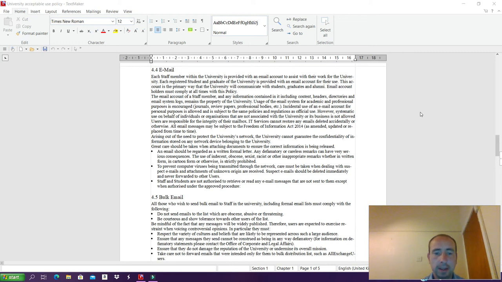The use of indecent, obscene, sexist, racist, or other inappropriate remarks, whether in written form, in cartoon form, or otherwise, is strictly prohibited. To prevent computer viruses being transmitted through the network, care must be taken when dealing with suspect email and attachments of unknown origin. Suspect emails should be deleted immediately and never forwarded to other users. Staff and students are not authorized to retrieve or read email messages that are not sent to them, except when authorized under the approved procedure.